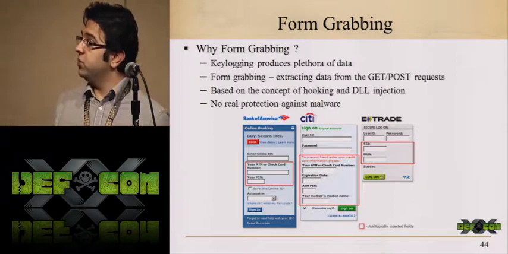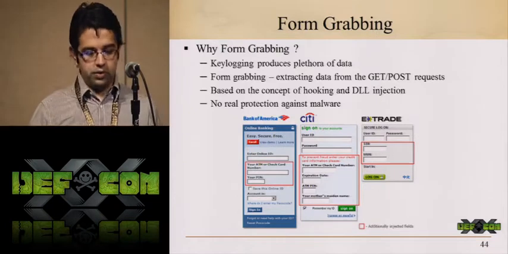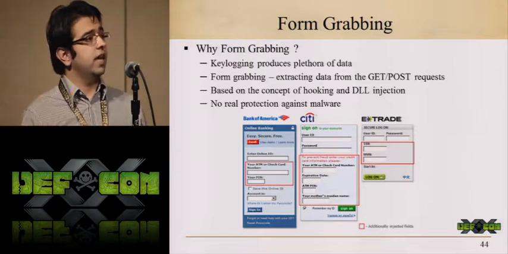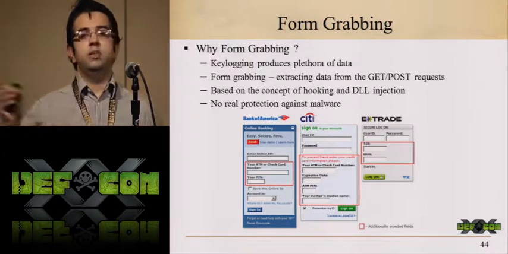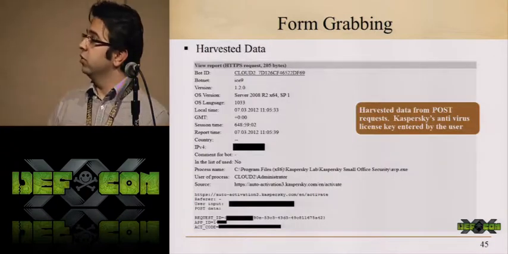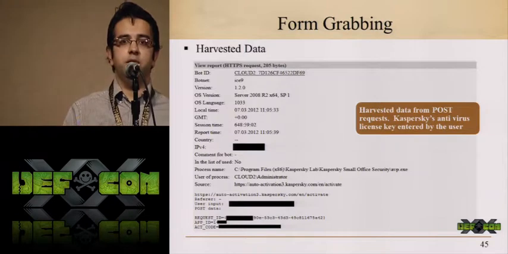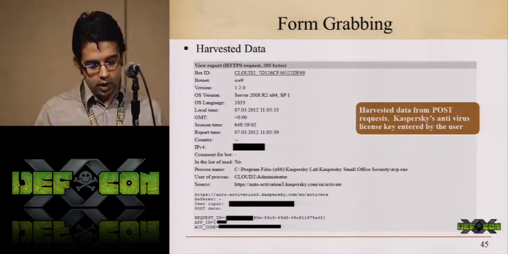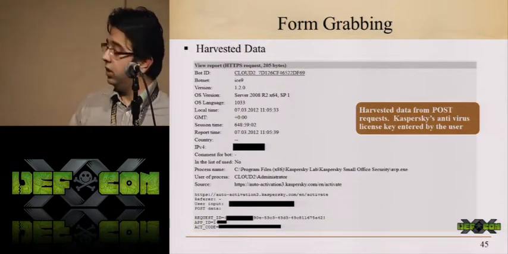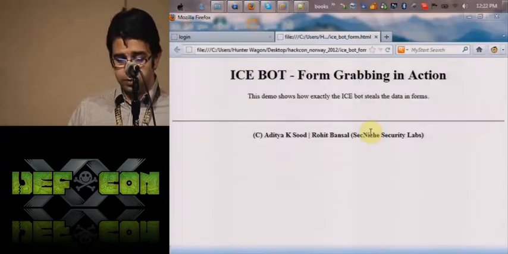So with web injects, you can inject an illegitimate input box somewhere, which asks you for your PIN number, your ATM number, and things like that. And when you submit that information, the bot inside the infected system hooks it and sends it back to the command and control server. And how the harvested data looks, it gives you an idea right here. This is the whole set of information you get from the infected machine using form grabbing. This was an example that we were testing, and we got an idea that from the infected machine, a Kaspersky antivirus license key entered by the user was retrieved on the command and control server.